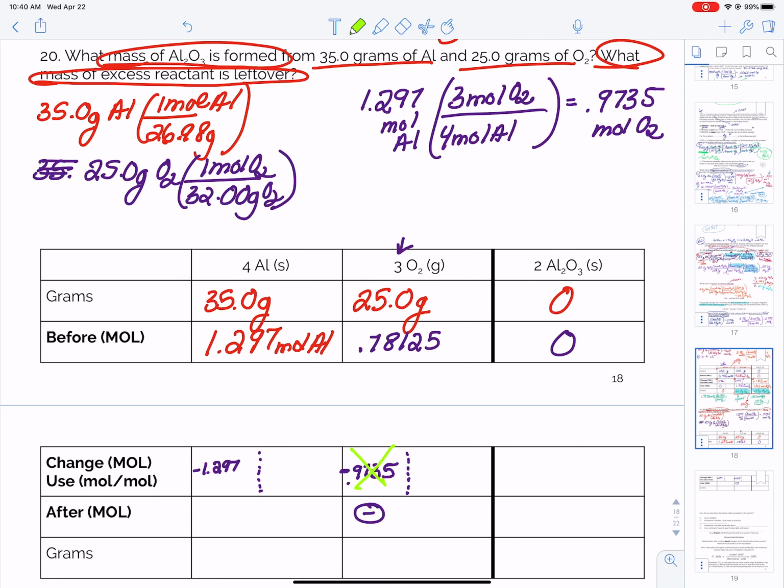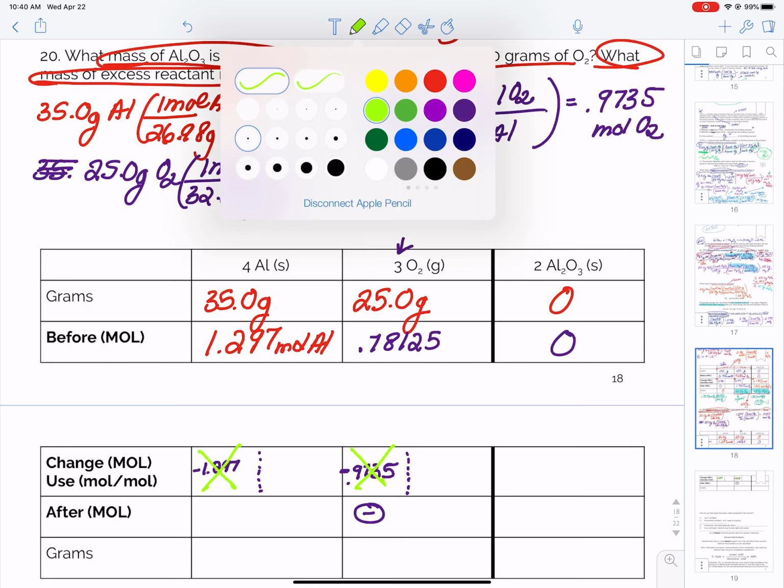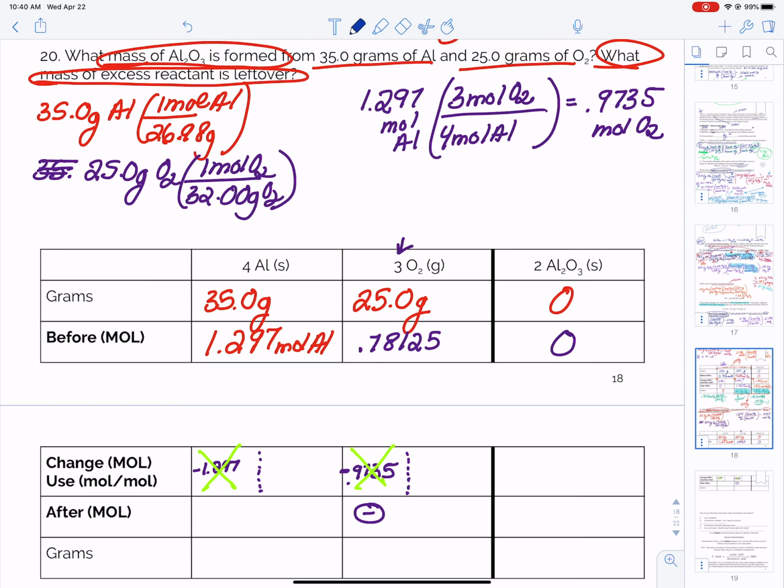So this is not right. It must be the other way around. What must actually happen is that reactant 2 must be my limiting reactant. This guy must go down by 0.78125, and then wind up with 0, because that was wrong. And this guy must go down by some number. I don't know that number yet, but it's going to be 0.78125. Use your units here.